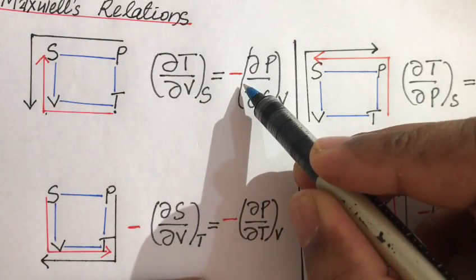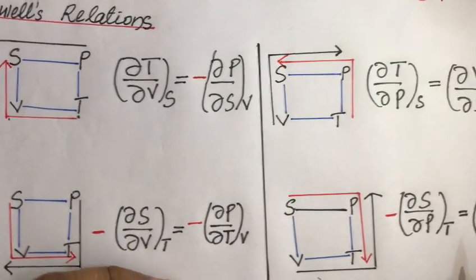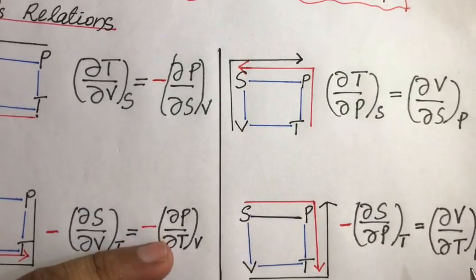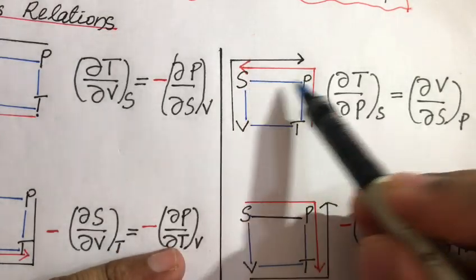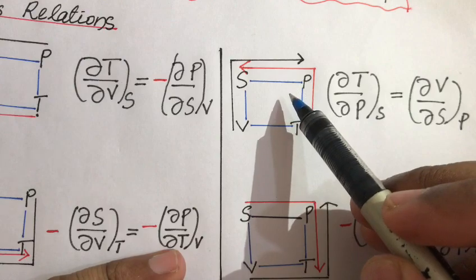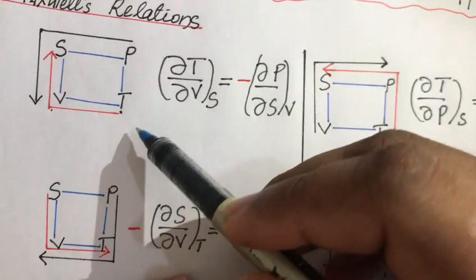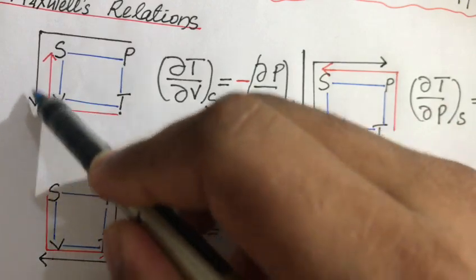Now when we move to the next Maxwell relation, we draw the S P V T again. In the earlier case we started from T upward.